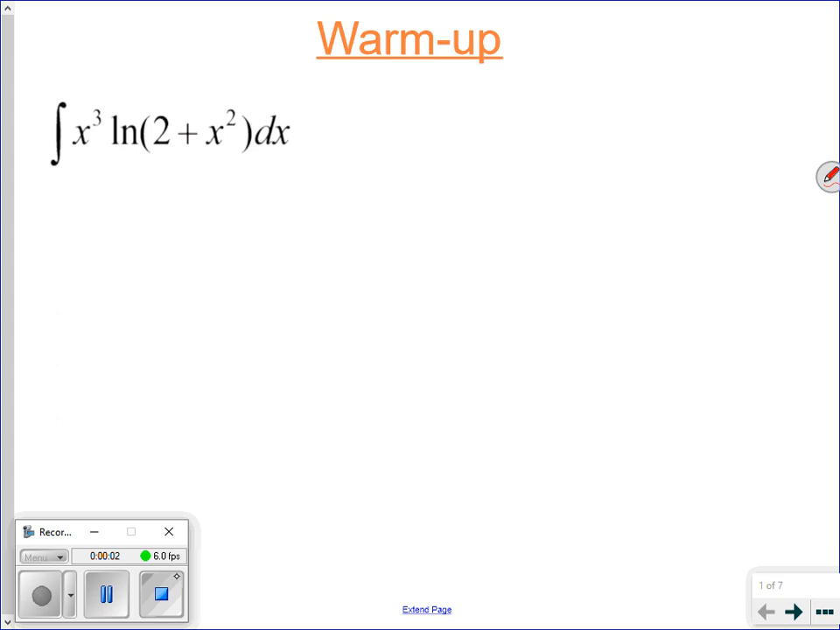All right, hello everybody, and welcome to day 2 of our Unit 7, day 2 of Calculus BC. This is extending, honestly, yesterday's lesson on integration by parts. I'm actually going to show you two special types of integration by parts scenarios that we run across. Before I do that, though, I wanted to talk about this fun little integration.